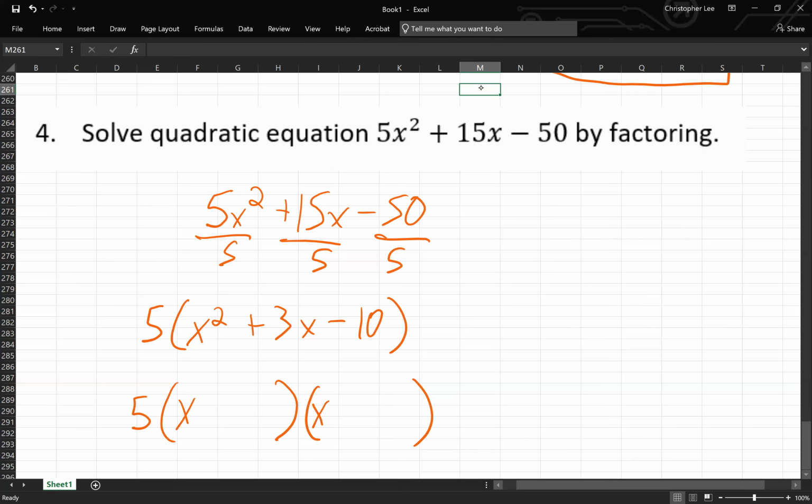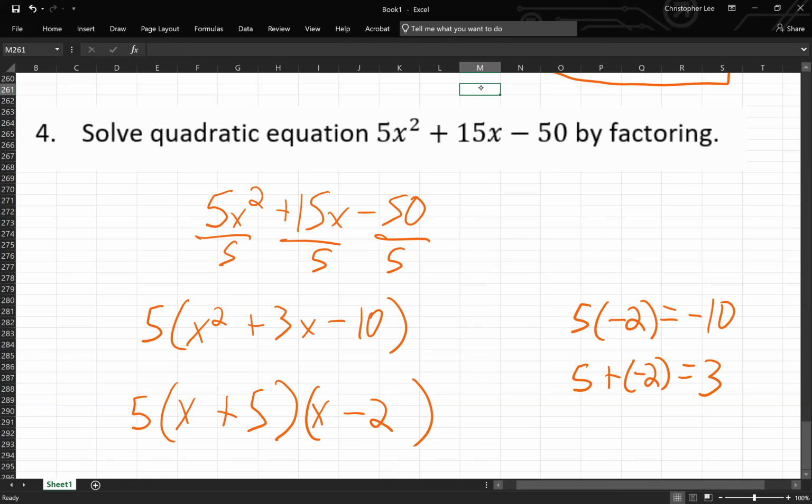Give me something better. Mm-hmm. You're close. Give me something better. Remember, I want to add up to positive 3, and it has to multiply to negative 10. Positive 5 and negative 2. Perfect. Right? Because 5 times negative 2, that is indeed negative 10. And 5 plus negative 2, that is positive 3.